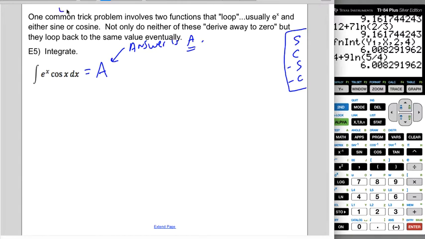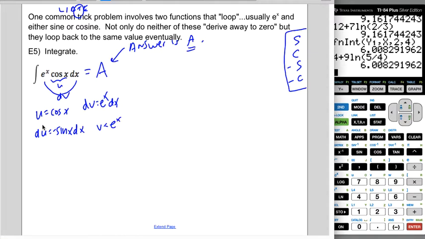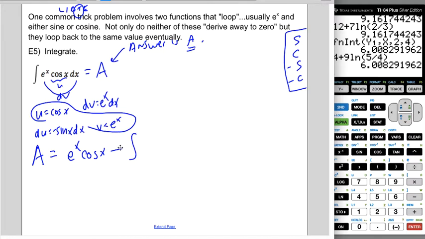So when I go to do parts and pick LIATE, I see that trig is before the exponential, because literally the exponential is never u. So my dv is going to be e to the x. So u is cosine, derivative of u is negative sine x dx, dv is e to the x dx, which means v is e to the x. Now when I do my uv minus v du, I get that this integral here, this a, is equal to e to the x cosine of x minus the integral of e to the x times negative sine x, but that'll become a minus times a negative, so it'll be positive, so e to the x sine x dx.